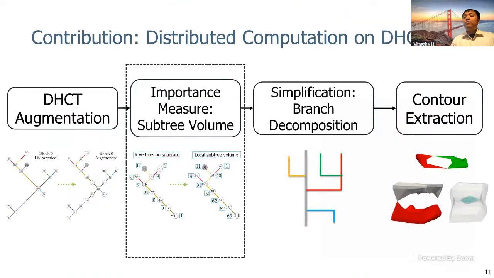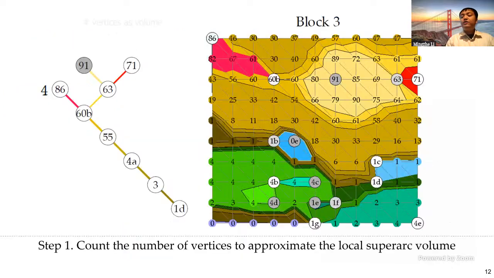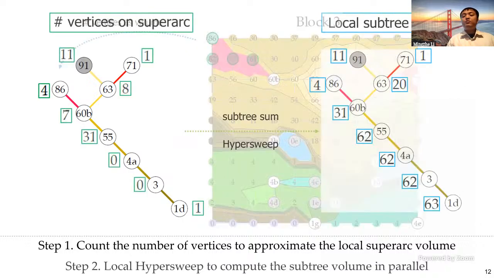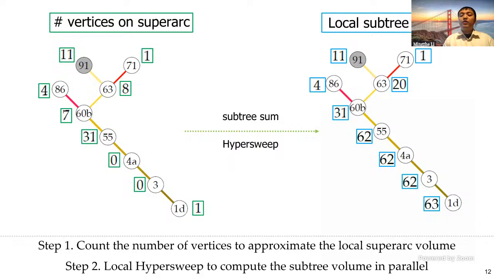After augmentation, we can now compute the subtree volume on the DHCT. First, we compute the volume for each superarc by counting the number of vertices locally. Then, for each block, we can compute the subtree volume using the hypersweep.